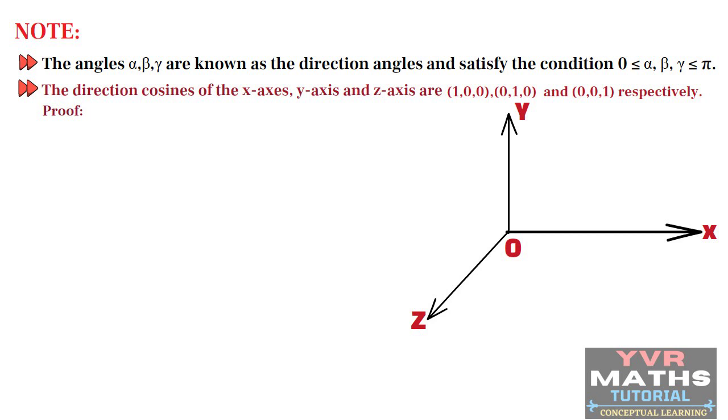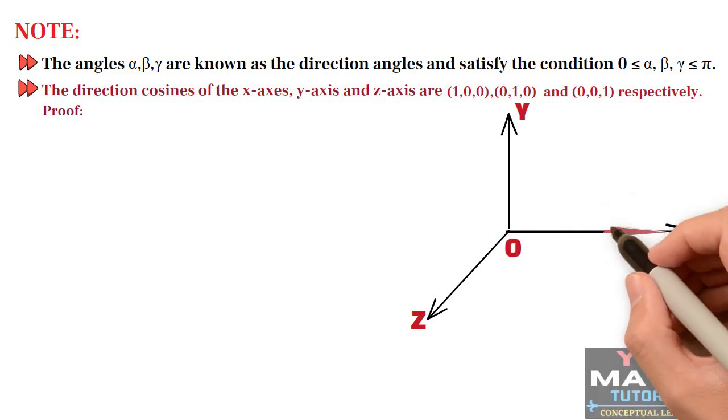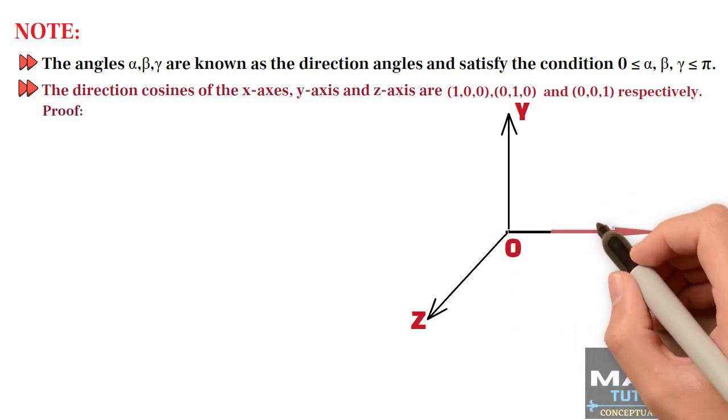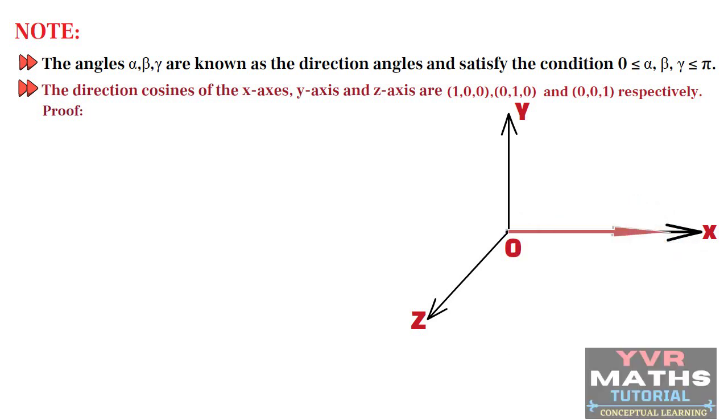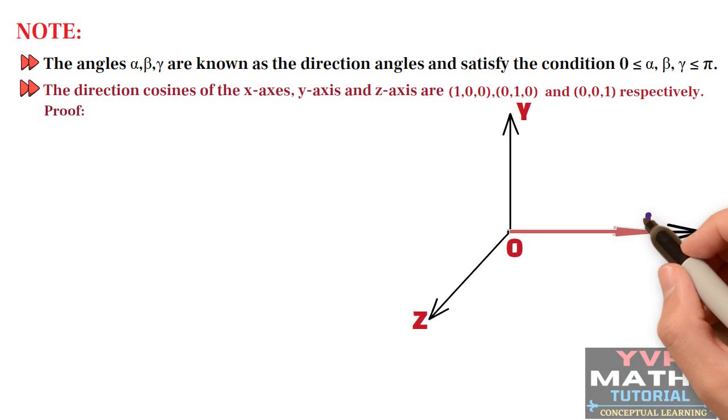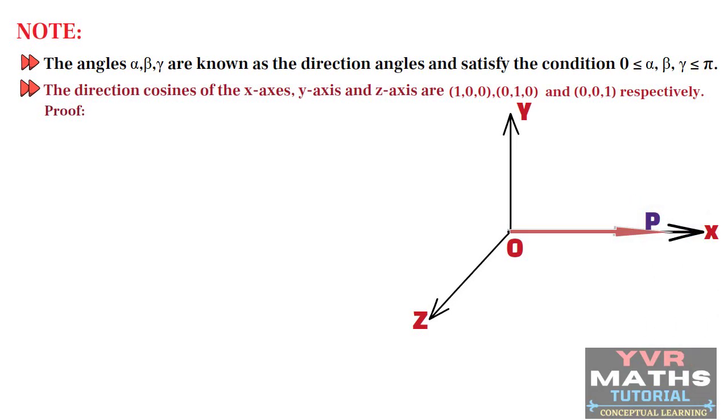Now I am going to discuss the direction cosines of the x-axis. So consider a directed line OP which is on the x-axis. That is, the directed line or position vector OP coincides with the x-axis. If you observe here, the directed line OP coincides with the x-axis. The directed line can also be taken as r bar.